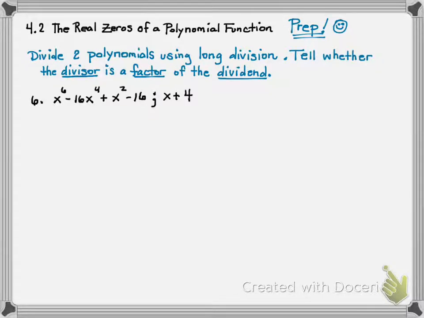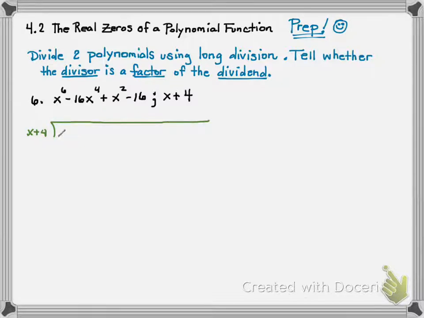All right, now we can see here for number 6 that there's a bunch of stuff missing. Well, let's give it a try. All right, so we got x plus 4, and we're going to have this super long division bar.